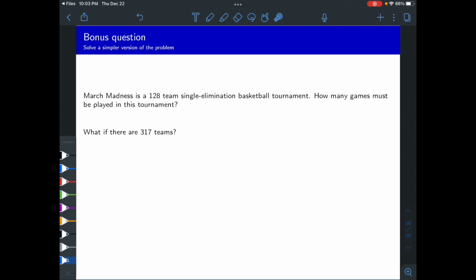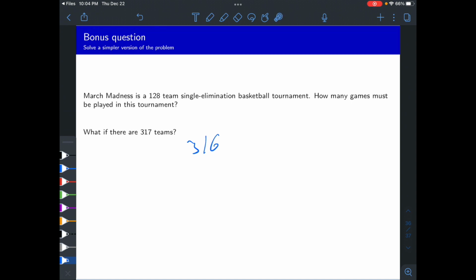Okay, every game that you play, one team goes home, right? If you have 317 teams, well, 316 of those teams have to eventually lose, that's all of them except for whoever wins. And if one team loses every game and you need 316 teams to lose eventually, then that just means that there have to be 316 games that need to be played.